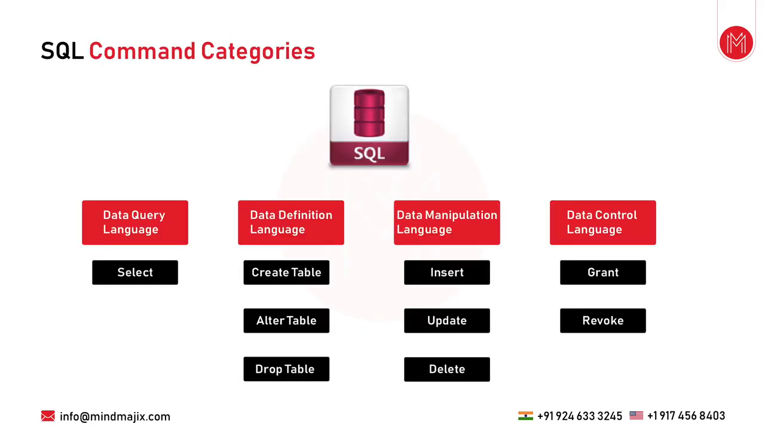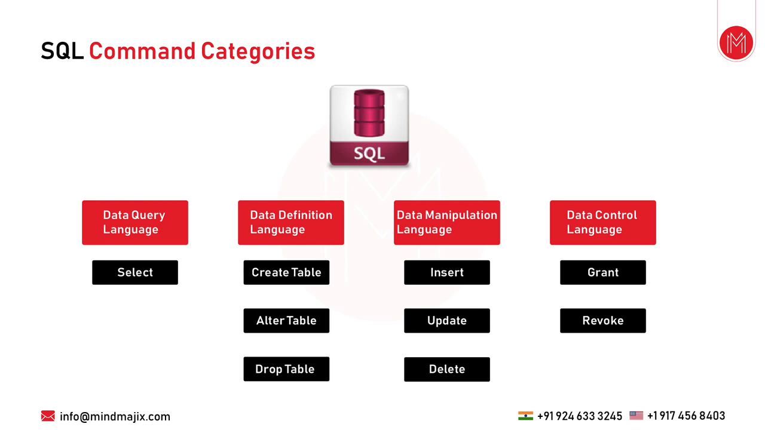When I talk about SQL commands, there are four different categories of commands that we use in SQL. It starts with data query language, then data definition language, data manipulation language, and data control language. Under each of these categories, we have different types of commands that we execute.